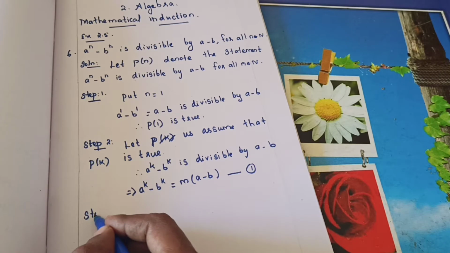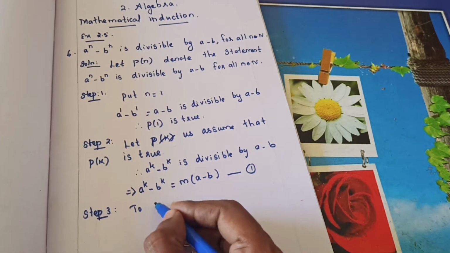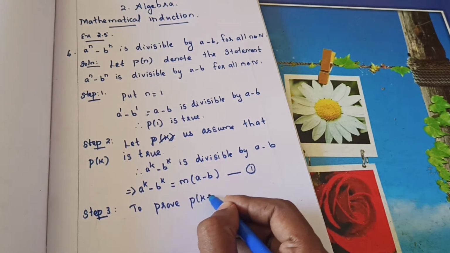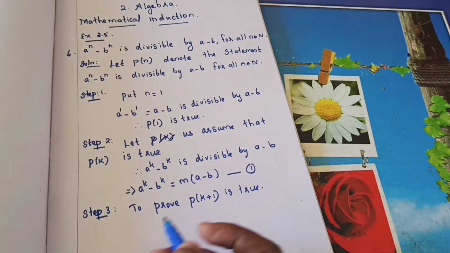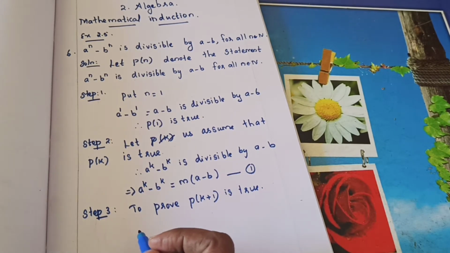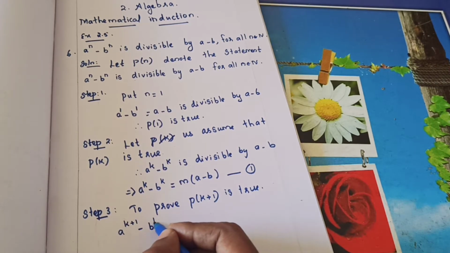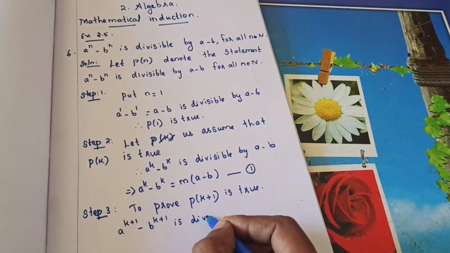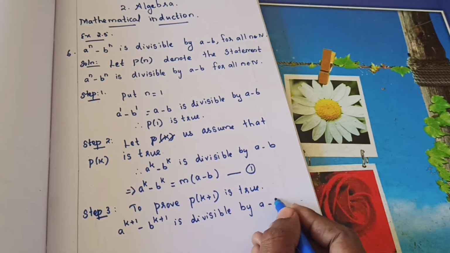Now come to step 3. What will you prove in step 3? We will prove for k plus 1. So to prove P of k plus 1 is true, in the place of k we take k plus 1. So a power k plus 1 minus b power k plus 1 is divisible by a minus b. This we need to prove.